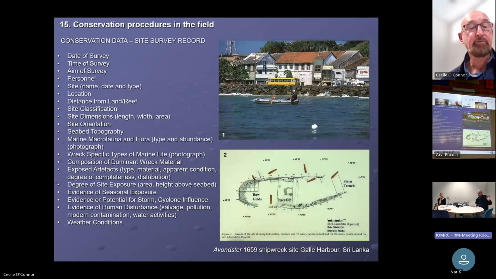So this is, you don't need to read all of this. And by the way, you'll have these PowerPoints to look at leisure and get the information. But this is just a list of some of the things we try to record when we're in the field. We don't always get everything. We get obviously where it is and all that detail and the day and the date and so on. But we want to know how much of the shipwreck is exposed. We want to do corrosion measurements and so on. And this happens to be in Galle Harbour in Sri Lanka. This is the Avondster from 1659, and that's a plan of the shipwreck.